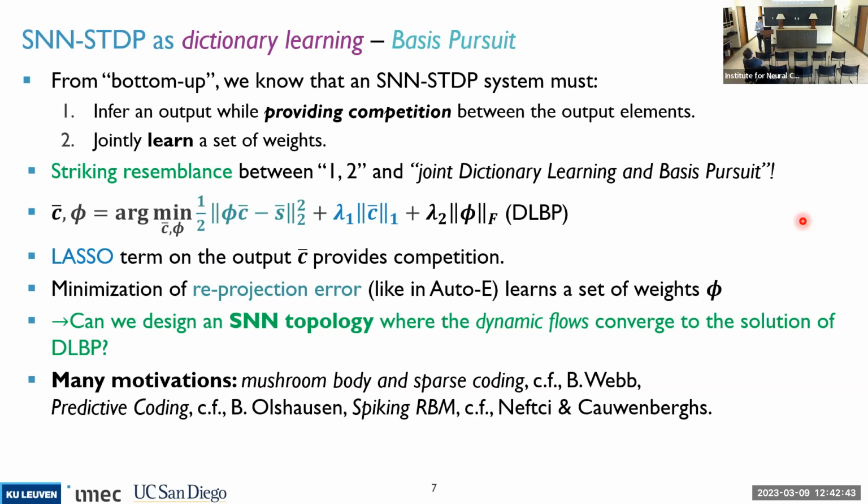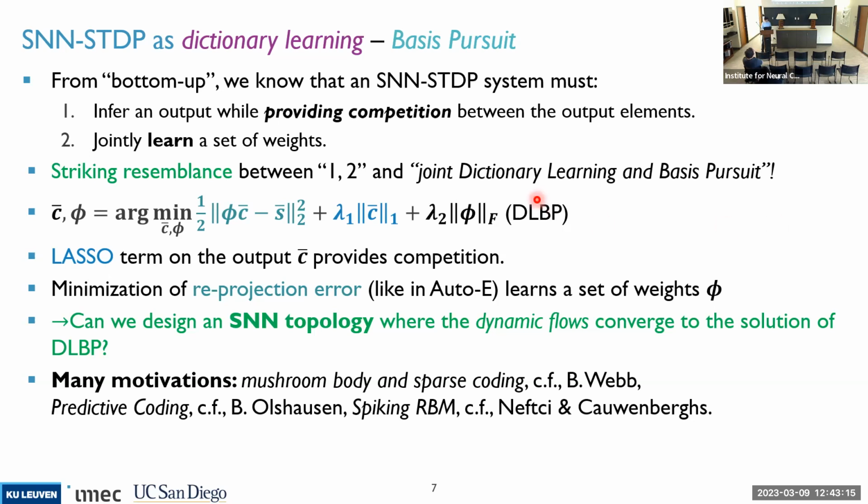Here we come back to the biological inspiration. From the bottom up, we know that an ensemble of spiking neurons equipped with STDP plasticity does really two things. First, it infers a certain output while providing competition between these output elements. And at the same time, it jointly learns a set of weights. There's a striking resemblance between these two steps and the problem of joint dictionary learning in sparse coding, the basis for students in classical machine learning.